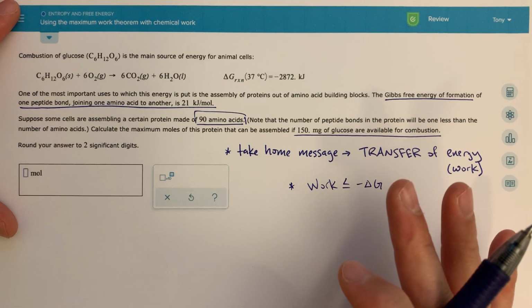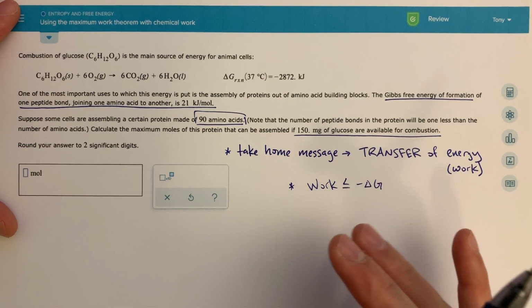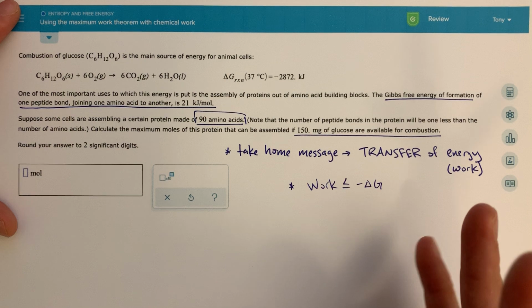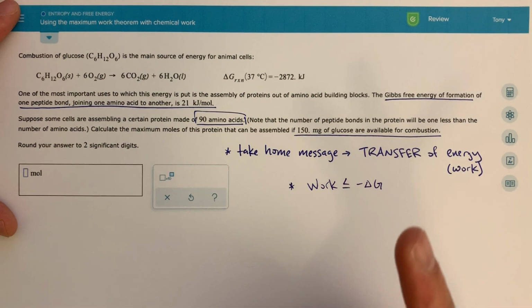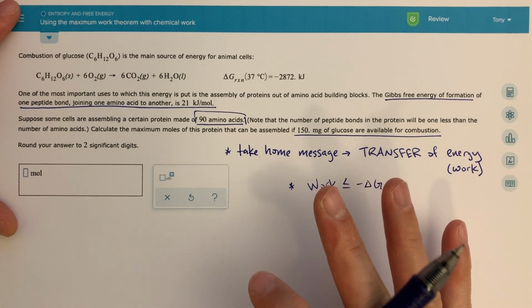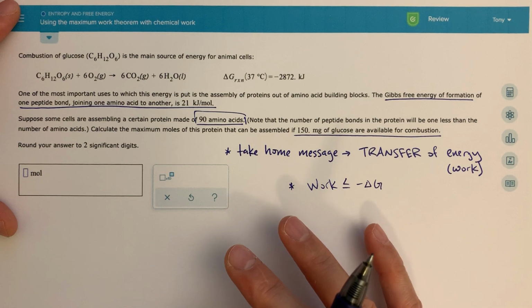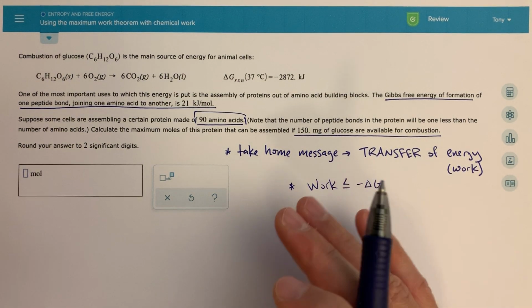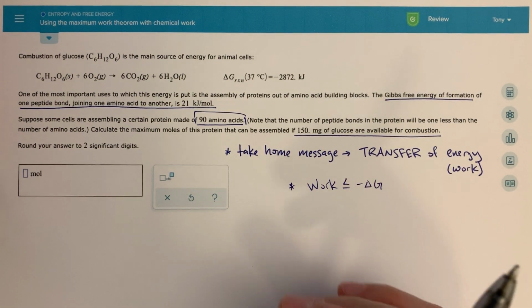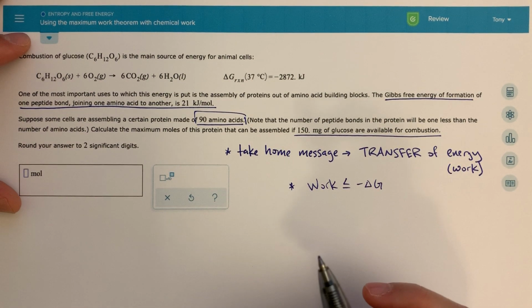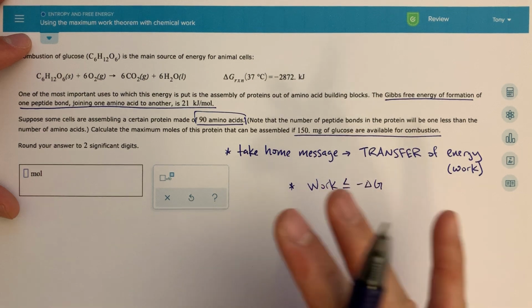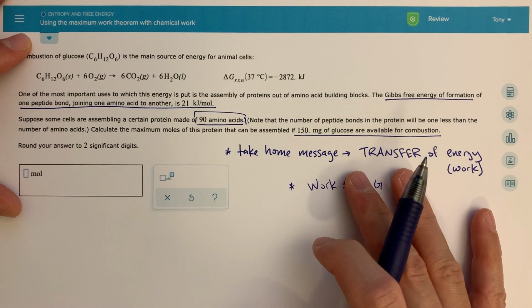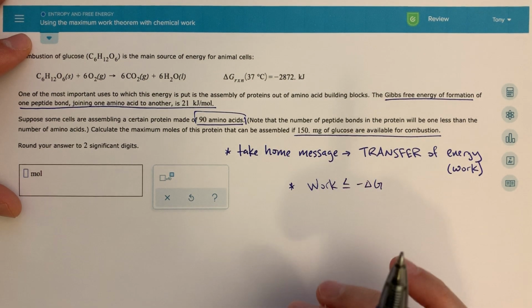And so this is a topic that's called using the maximum work theorem with chemical work. This is a pretty challenging topic. I am going to make two different videos. This is going to cover the more basic instance of this topic, and then the next video will be sort of the more advanced, annoying type version where there's a lot more going on. So in this one, I want to just cover really the basics and really hit on the take-home message here, what this topic is all about.